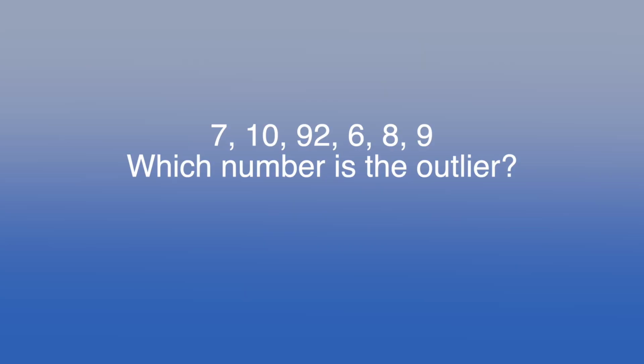Let's take a look at this example on our screen. The numbers are 7, 10, 92, 6, 8, and 9. What would you guess is the outlier? I hope you said 92, because if you did, you would be correct.